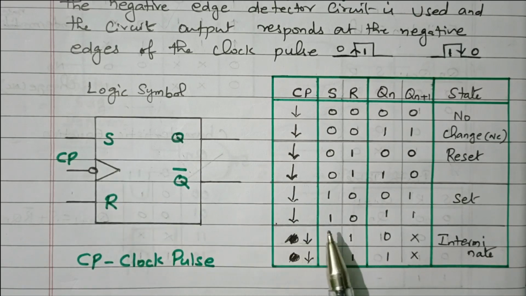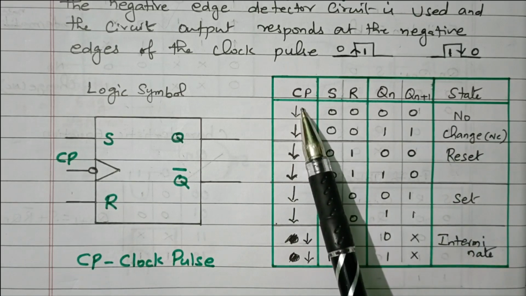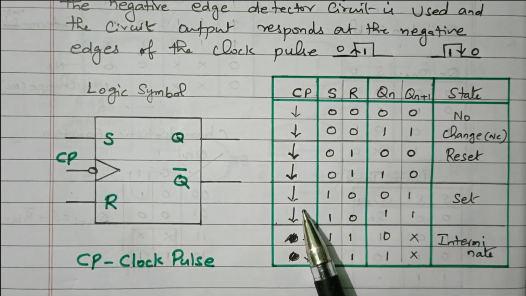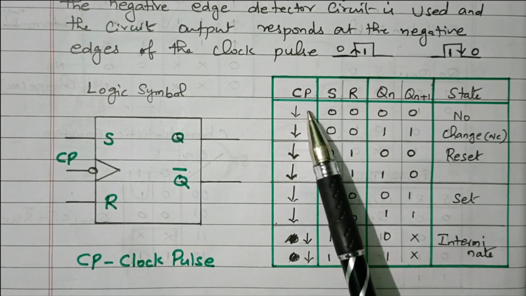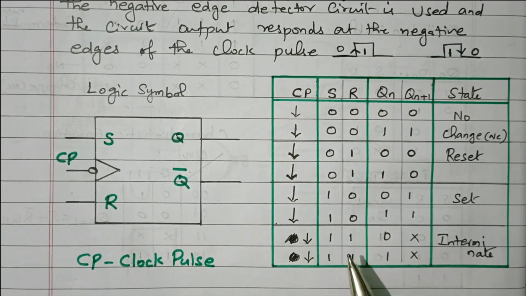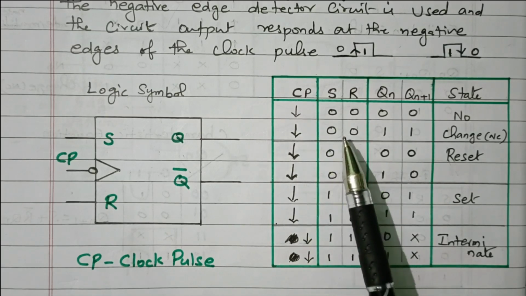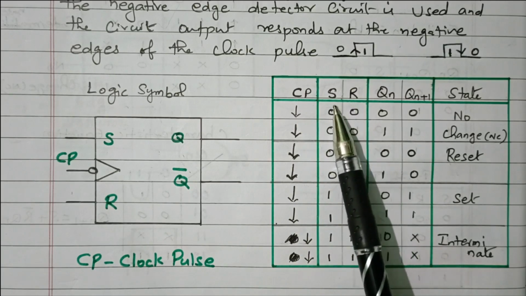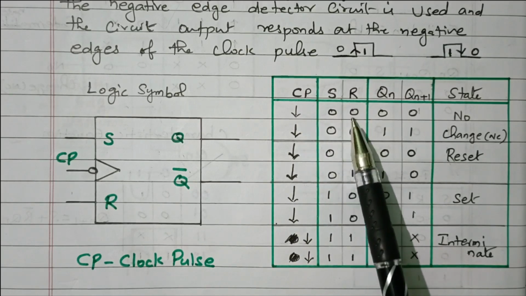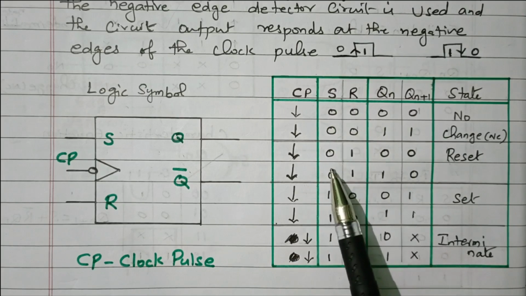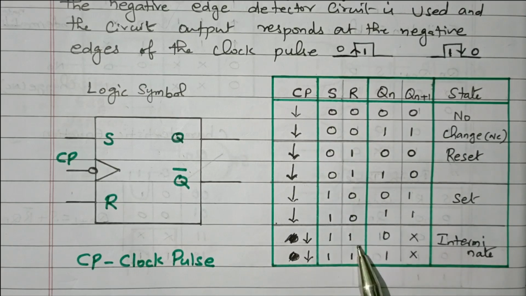Now we'll see the truth table. So what will happen in the output? So this is the clock pulse going down. If it is going up, it means positive edge. This going down is a negative edge. Right. So for SR, there are 2 inputs, set, reset. There are 4 possibilities: 0 0, 0 1, 1 0, 1 1.